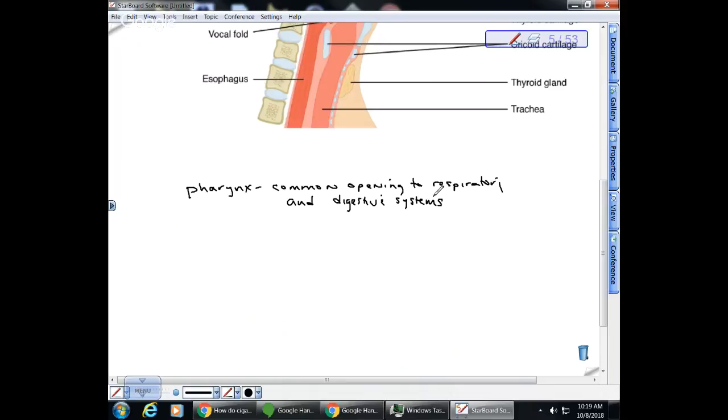So there are different parts of the pharynx. Starting up at the nasal region, this is what is referred to as the nasopharynx. All right, so this is the back of the nasal cavity. Something really interesting found at the nasopharynx is the eustachian tube, or the pharyngotympanic tube.